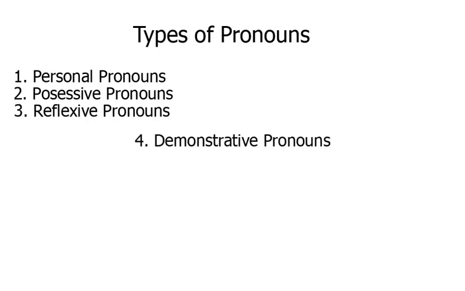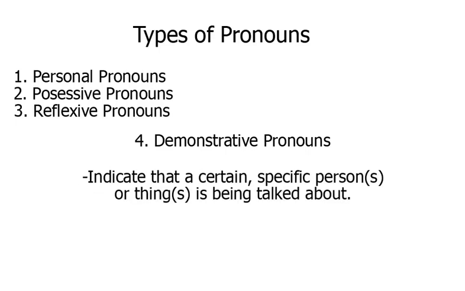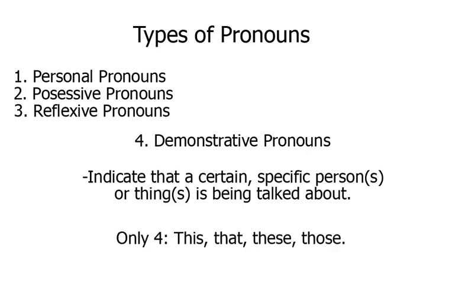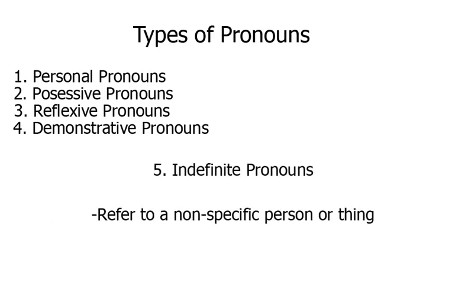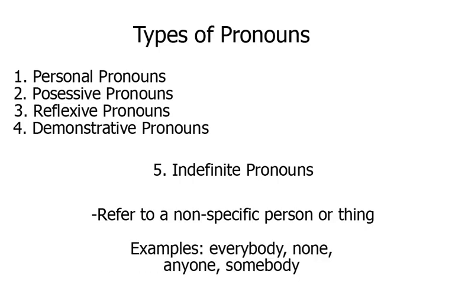The demonstrative pronouns, and there are only 4 of them, express that a certain person or thing is being talked about. The demonstrative pronouns are this, that, these, and those. Basically the opposite of demonstrative pronouns, indefinite pronouns are used to refer to a non-specific person or thing. These pronouns include everybody, none, anyone, somebody, and so on.